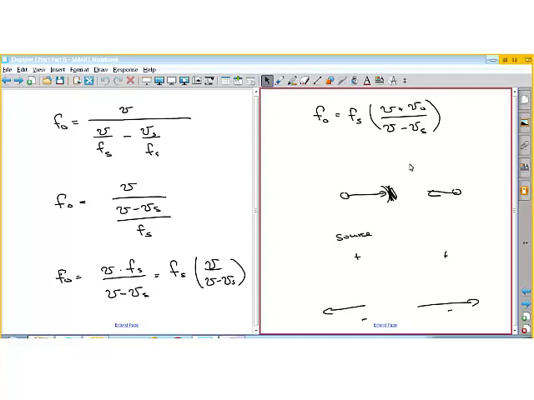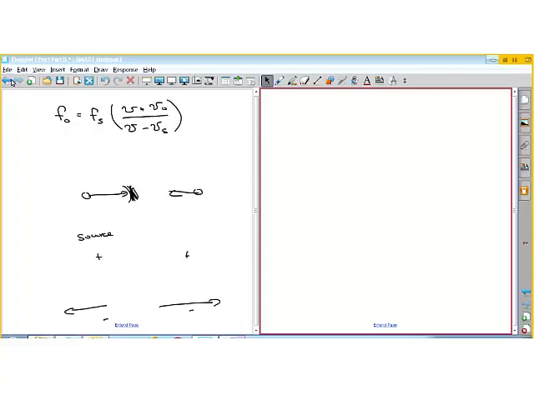If you have them running away from each other, then they're both negative. That would make the numerator smaller than just V by itself. And if you have a negative here, you're going to have a negative times a negative, which is positive, so this becomes larger. So the observer running towards the source and the source moving towards the observer makes the highest possible frequency.